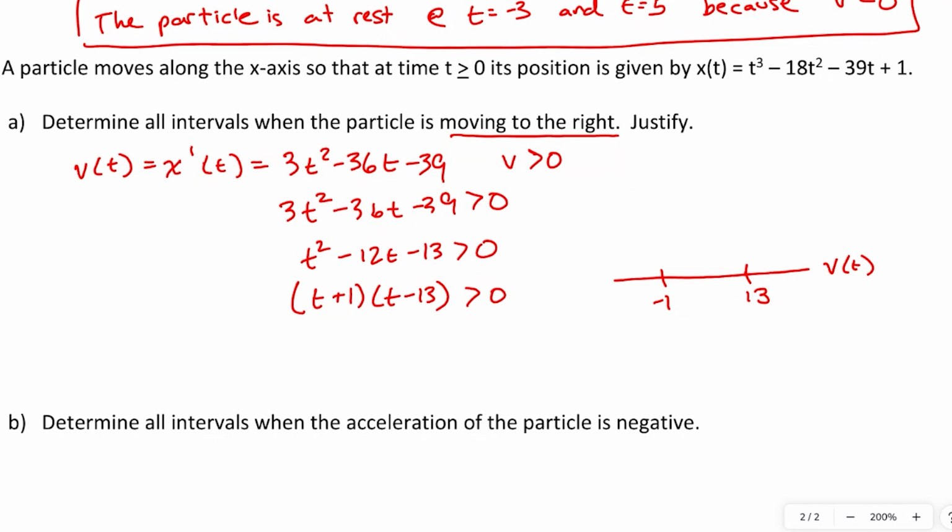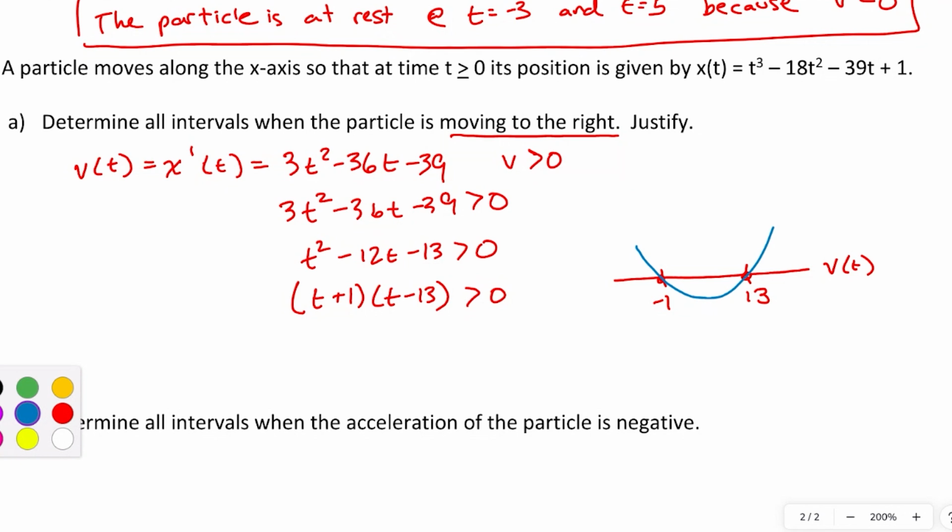Because the leading coefficient's positive, so we know that parabola is opening up, just like a regular parabola, like y equals x squared. And so if we know where these zeros are, we know that the general shape of this parabola is going to do something like this. Okay.